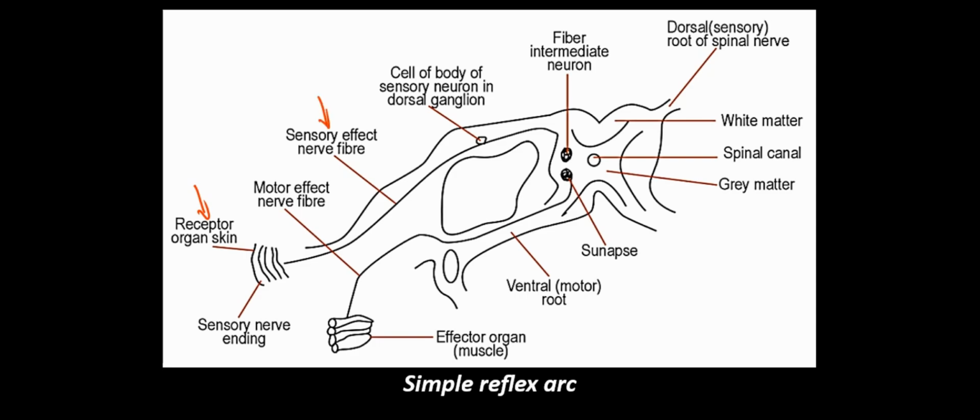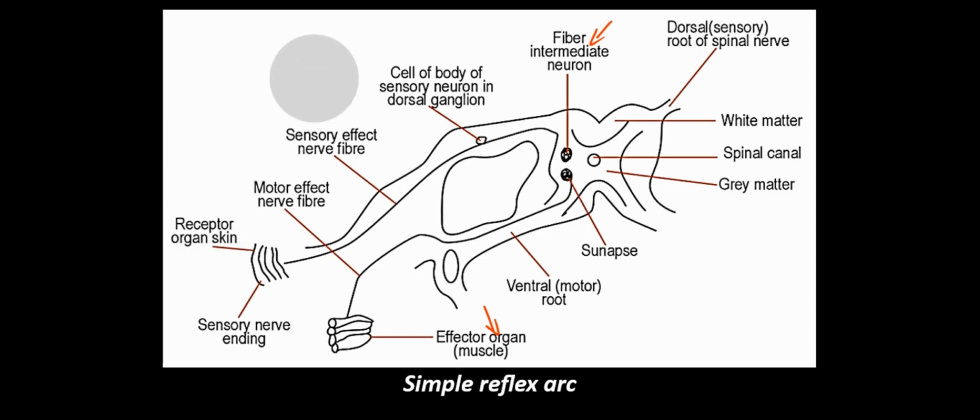So from the receptor organ, we go to the sensory nerve fiber. And from there, we see the intermediate neuron or the intermediate nerve fiber. And from there, we see the efferent neuron, which is the motor efferent nerve fiber, and then we can see the effector muscle or the effector organ. So this really shows us a simple reflex arc. That is the pathway in which stimulus is received and the response is made.